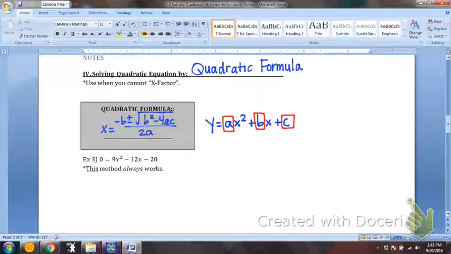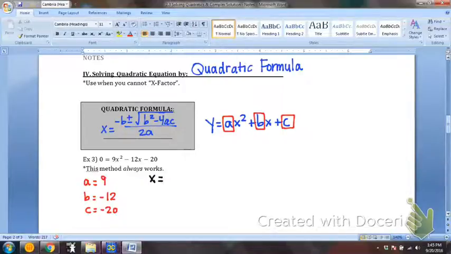Okay, on the first problem, is it always set equal to 0? Yes. Always, always, always make sure it's set equal to 0. In this one, I would like you to write down your a. What is our a value here? 9. What is our b value? Negative 12. And our c value? Negative 20. All right.